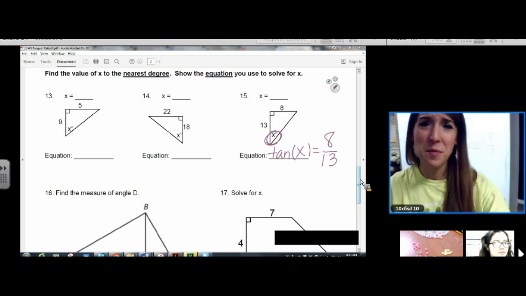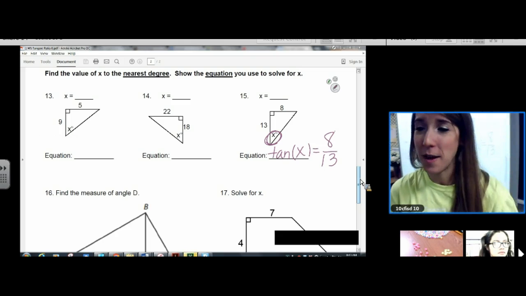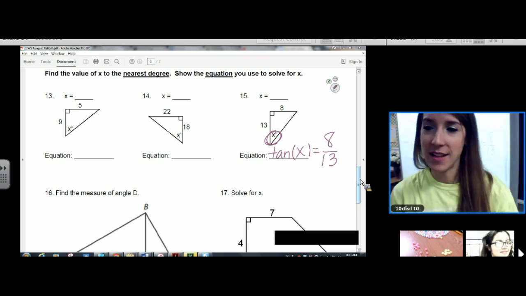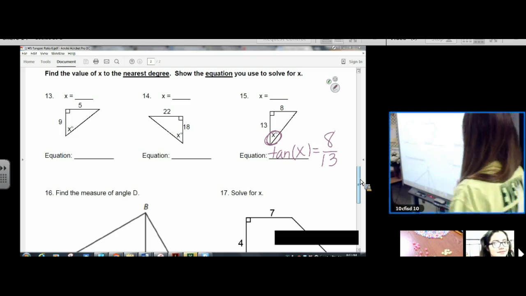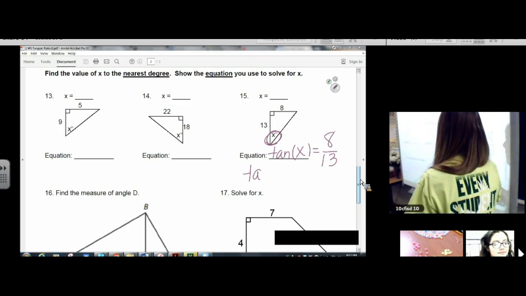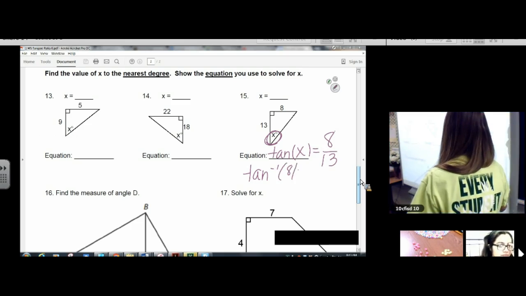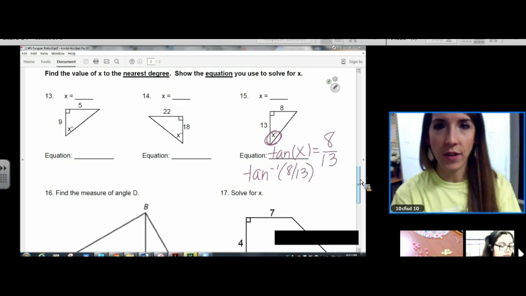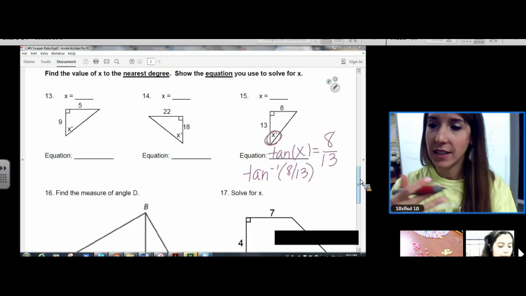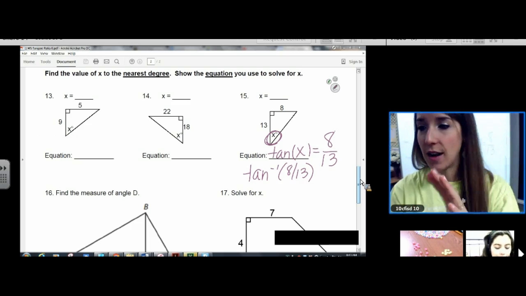We were nice to you. We didn't put other numbers on there to confuse you. I mean, you had the opposite and the adjacent given to you only. All right, how do you get x out of the trig function? The opposite of tangent is inverse tangent. So you press second, tan, and then you type 8 divided by 13.